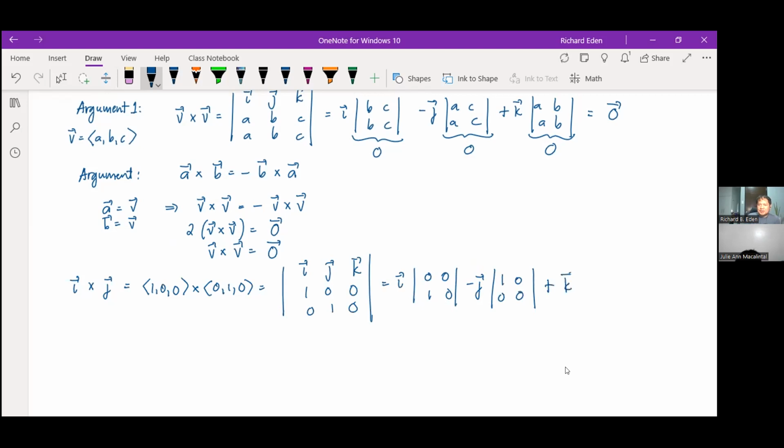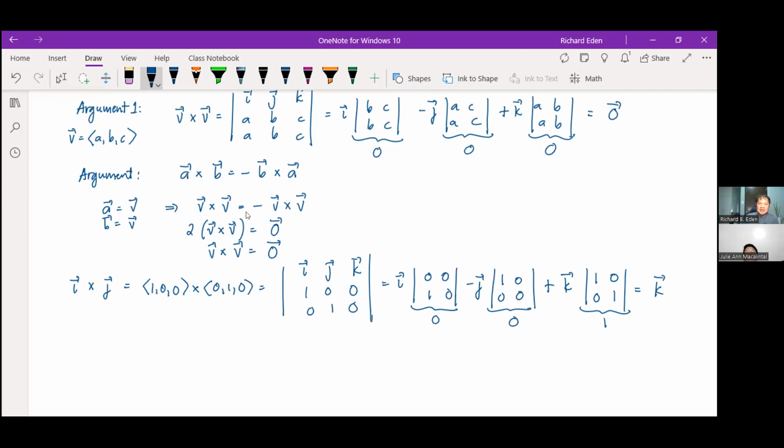That determinant is 0. Same here, it's only the last determinant, which is 1, so we end up with K. So I cross J equals K.